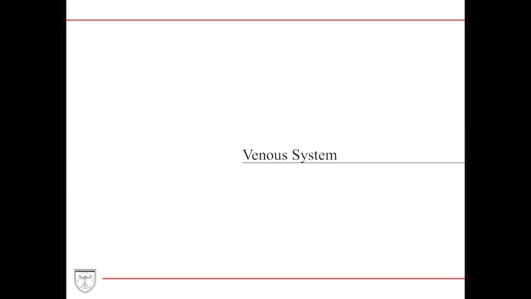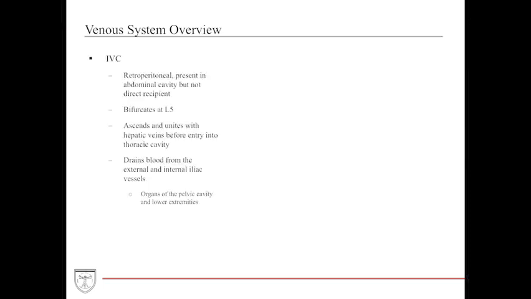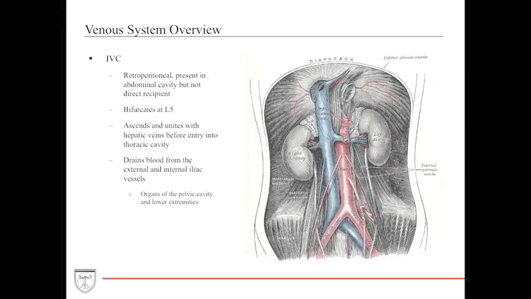Now we're going to go ahead and discuss the venous system of the abdominal cavity. When discussing the venous system, it's important to know both primary structures, the IVC and the portal venous system. The IVC is a retroperitoneal structure that is present in the abdominal cavity, yet is not really a direct recipient of any of the abdominal organs. It primarily receives blood from the common iliac vessels, including branches from the external and internal iliac, that receive blood from the organs of the pelvic cavity as well as the lower extremities.